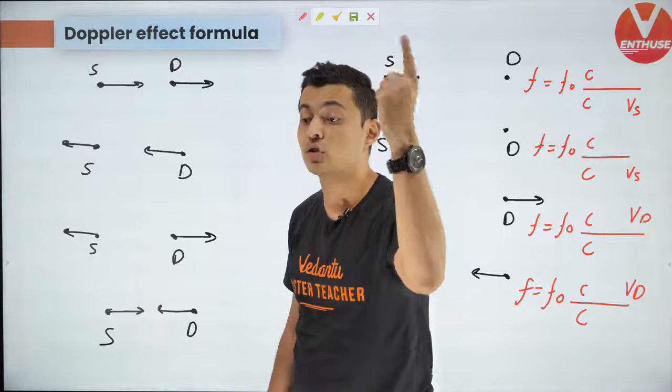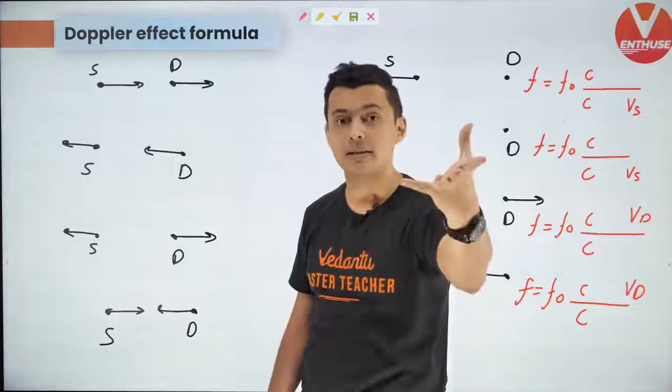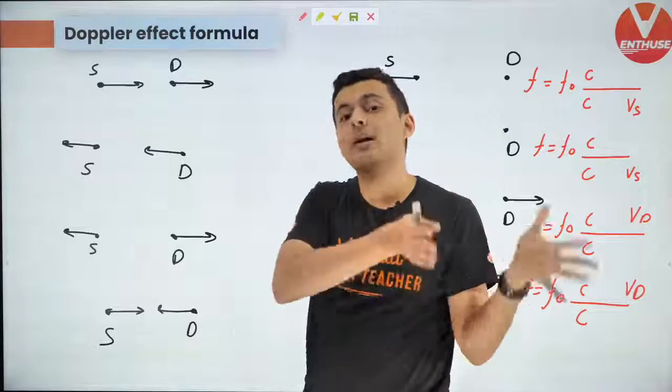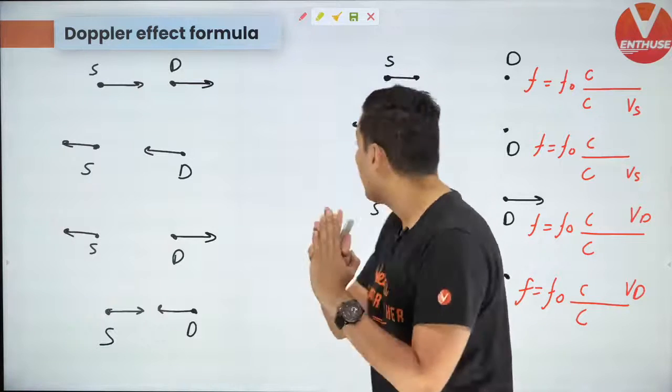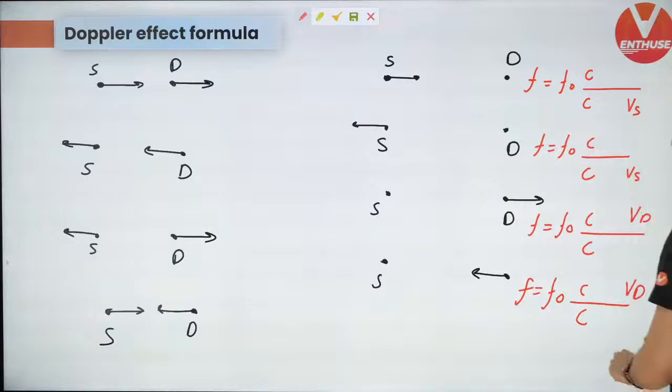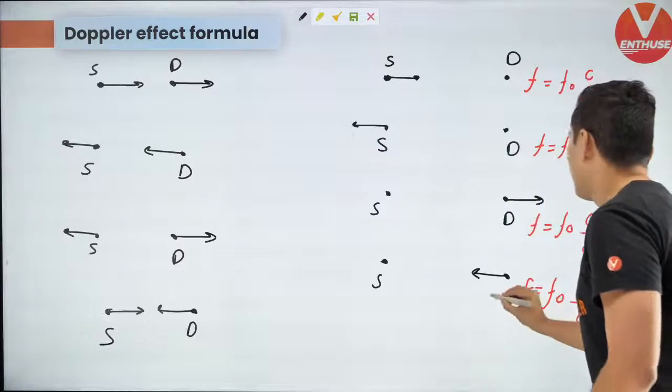F0 is the frequency of the source, the actual frequency. F is the frequency which will be heard. I hope that's fine. Okay? Now, how about those signs? Let's talk about those signs. What will be the sign?